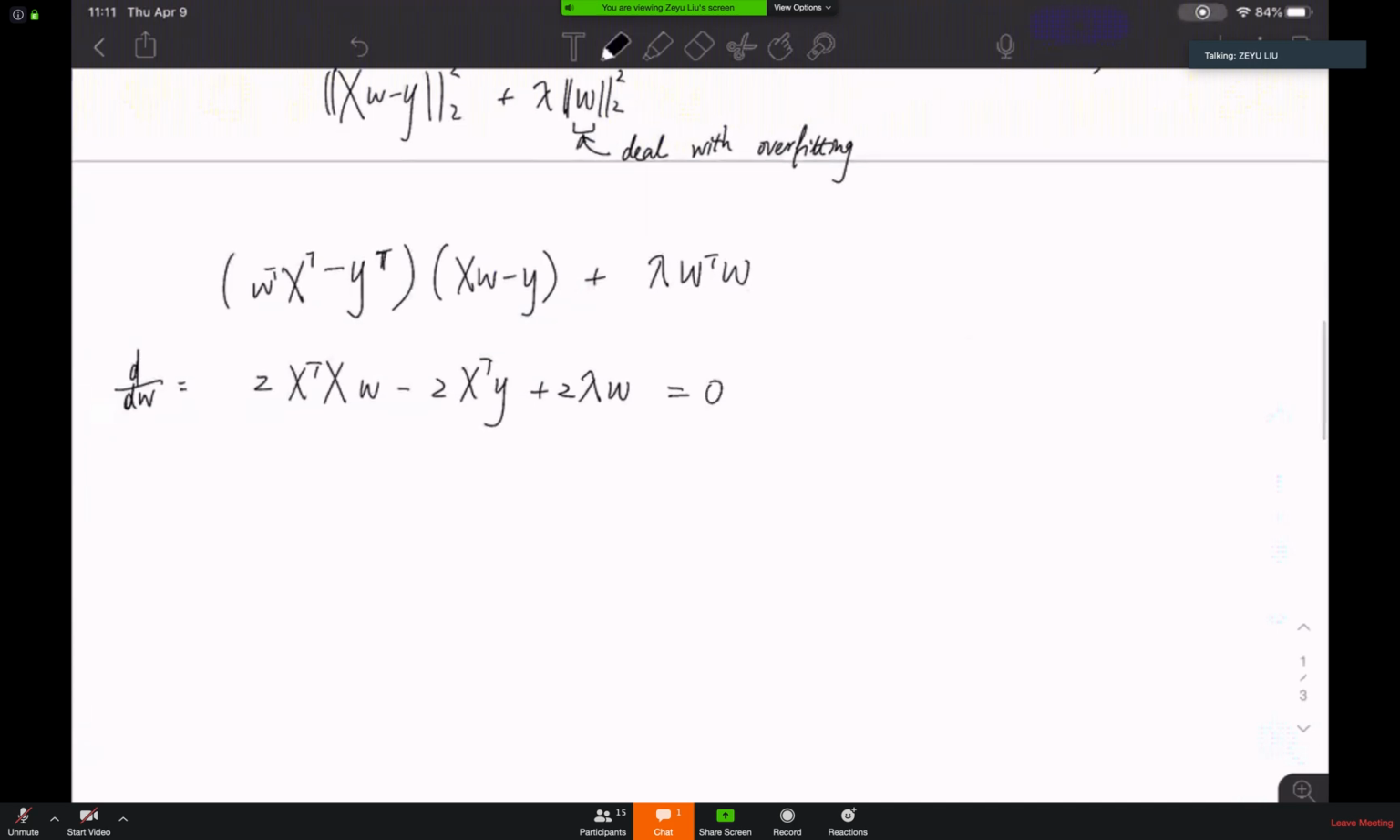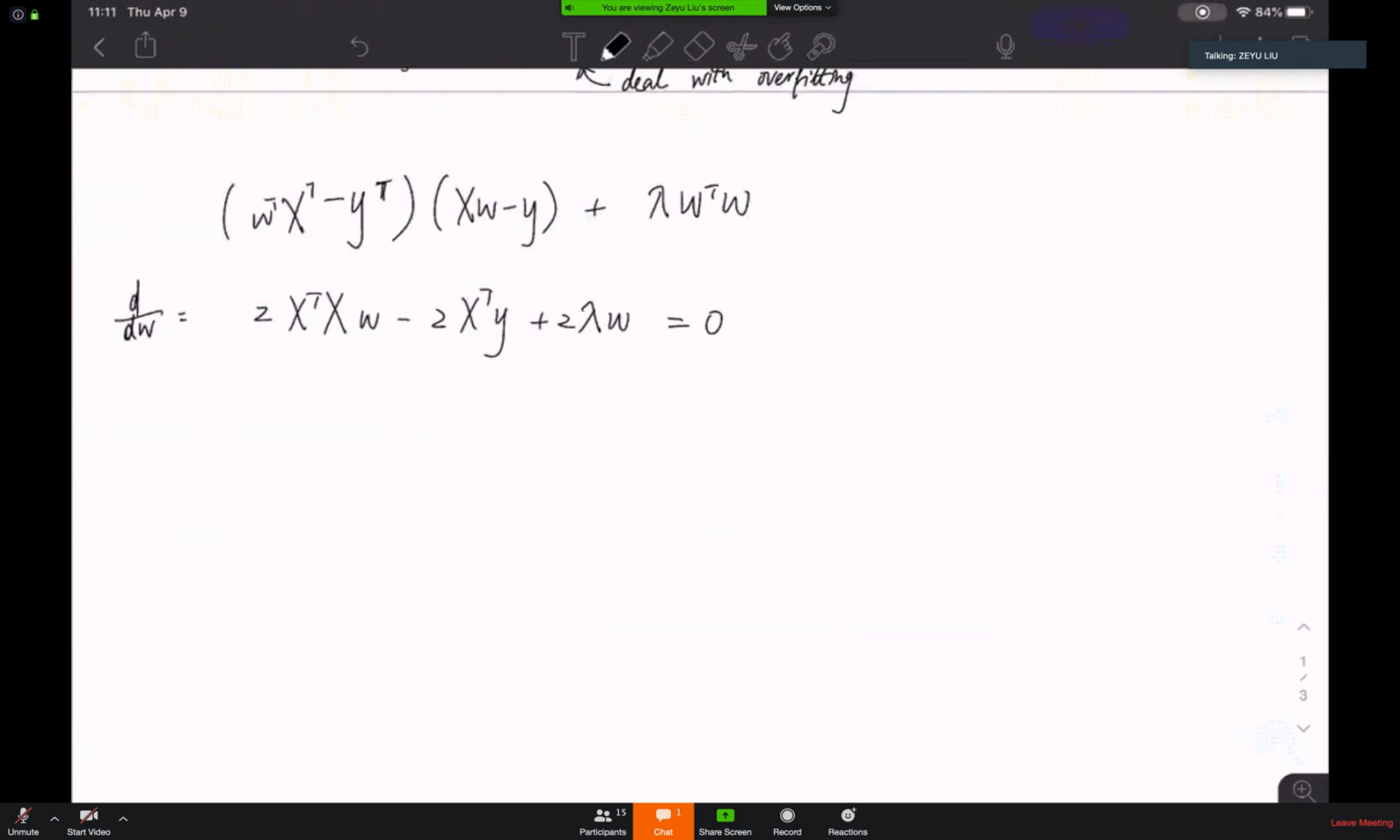Okay, and then set it to 0. You will have, let me see, which way should I put this? So 2 can be canceled. And then move this part.